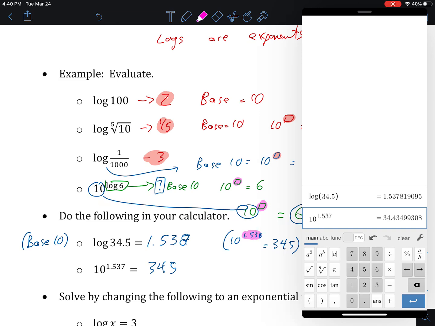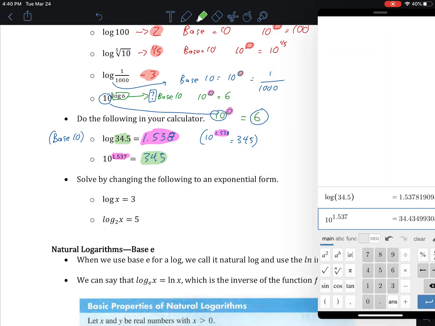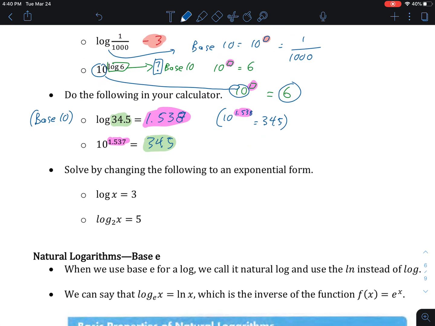So logs are exponents. The exponent here, which is my answer, I raised 10 to that. That's what I'm getting. My answer is the exponent for logs. Very interesting. All right, again, we'll just see this. Solve by changing the following to exponential form.